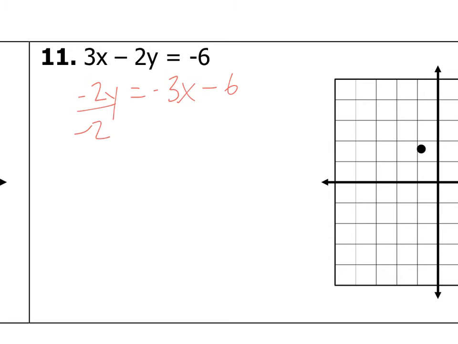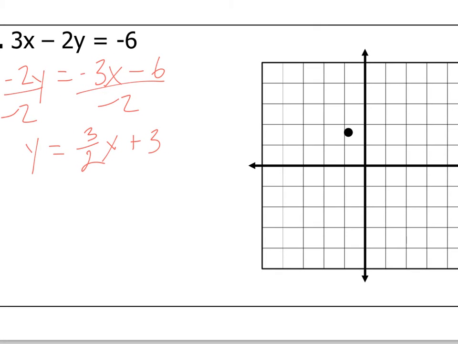Everybody gets divided by negative 2. Be careful here. Everything's negative, so we're going to end up with some positive numbers. Negative 3 divided by negative 2, positive 3/2 x. Negative 6 divided by negative 2, there's a positive 3. Okay, so there's our equation.